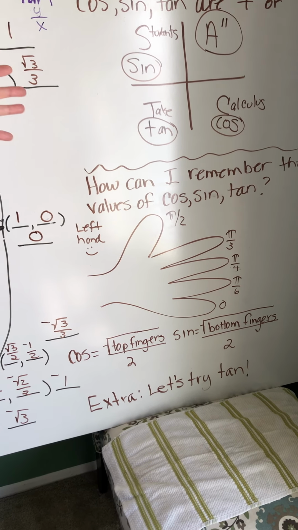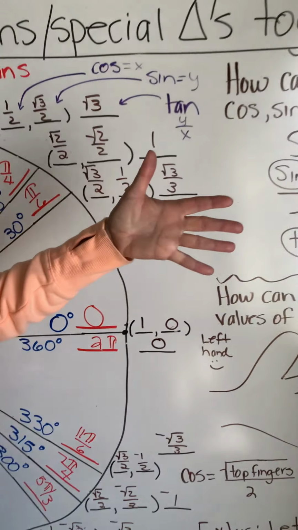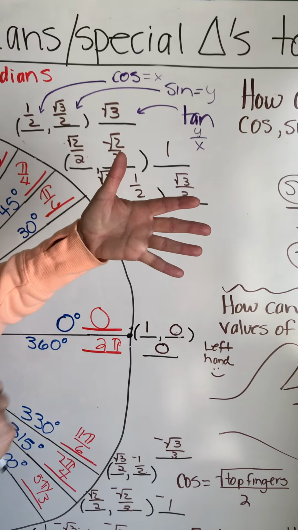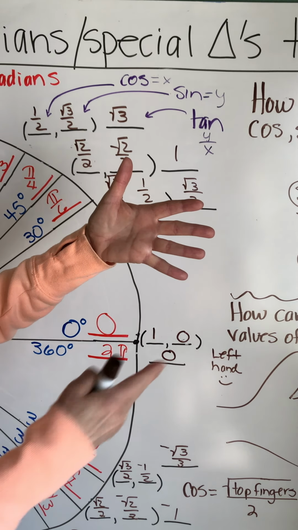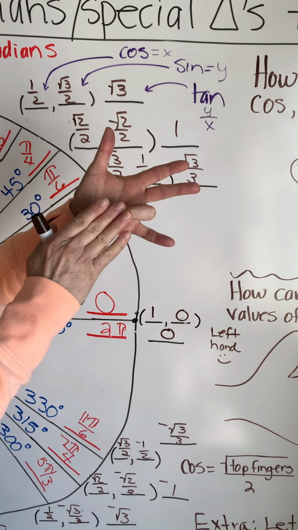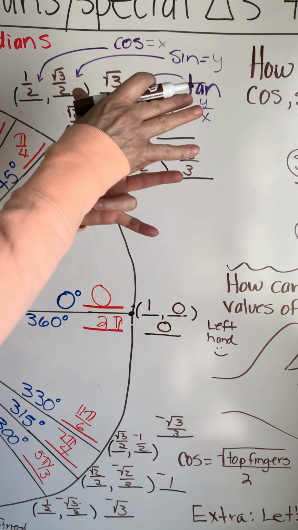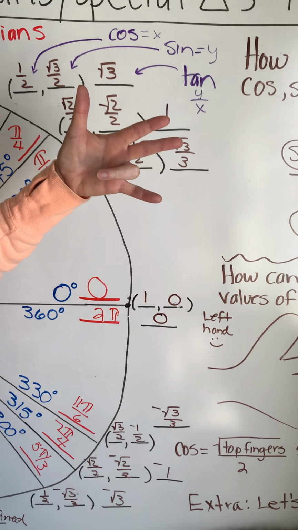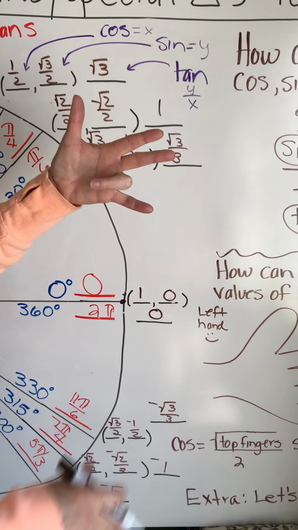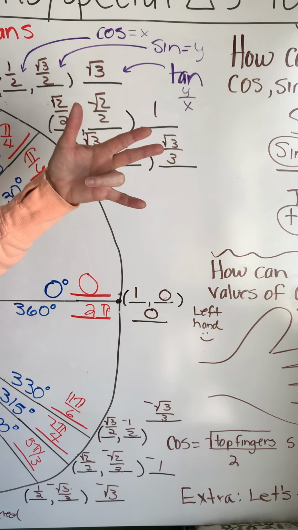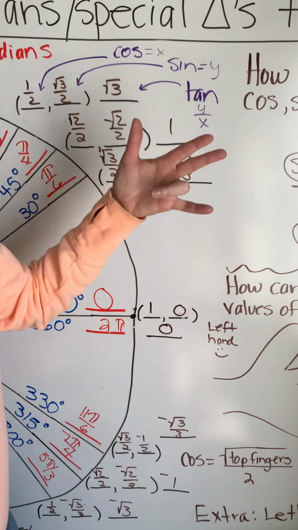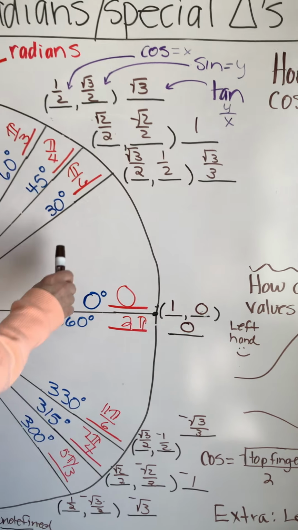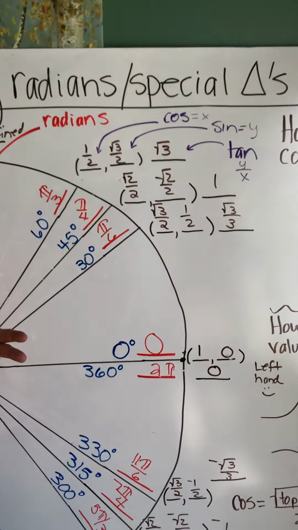So here we go. Can you put it on my hand there? Let's take a look. Let's say we want cosine of pi over 6. Here's the pi over 6 finger. Notice that there's 3 fingers on top. We're counting the thumb as a finger. Cosine is the square root of 3 over 2. It's always over 2. Let's take a look. Were we right? Yes, we were.